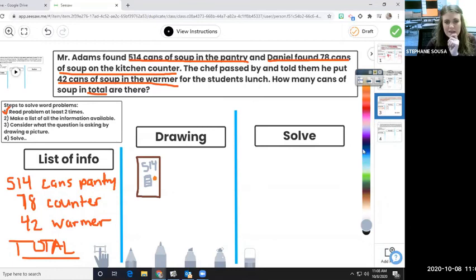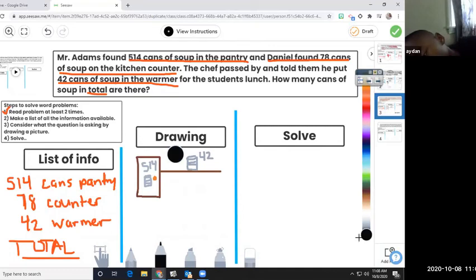Then we had 78 on the kitchen counter. So I'm going to draw a kitchen counter that's kind of connected to the drawer or to the pantry. And then I'm going to draw a can. And I'm going to put a 42 by it because that's a lot easier than drawing 42 cans, right? That's not really going to be a very helpful strategy to me to draw 42 cans. But labeling it with a 42 might.